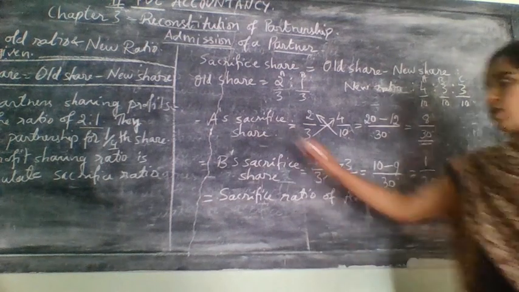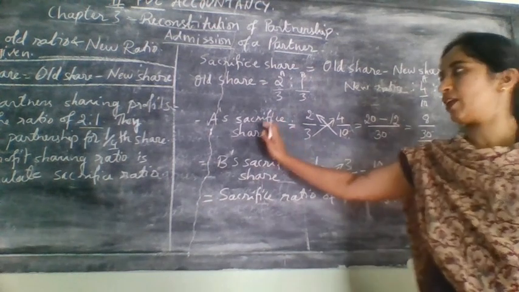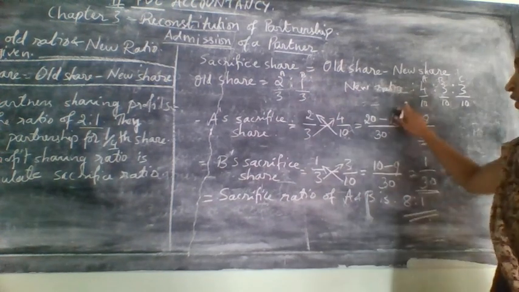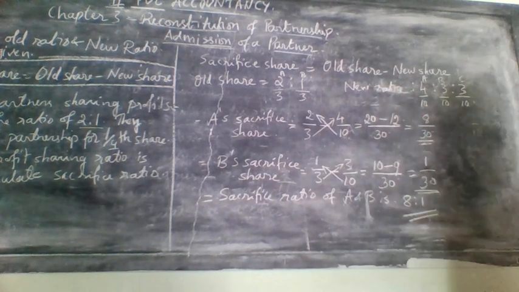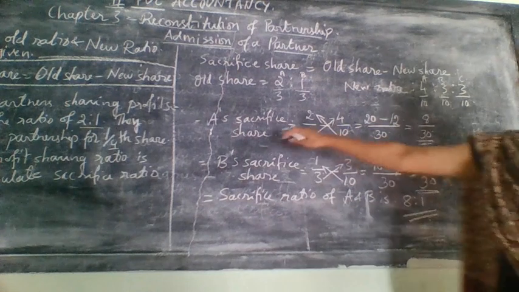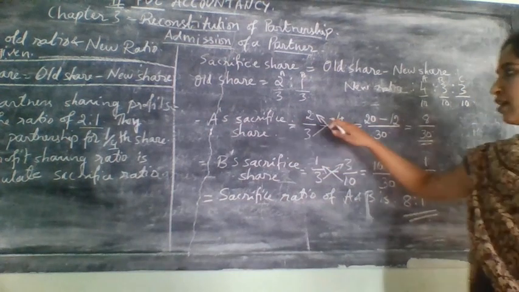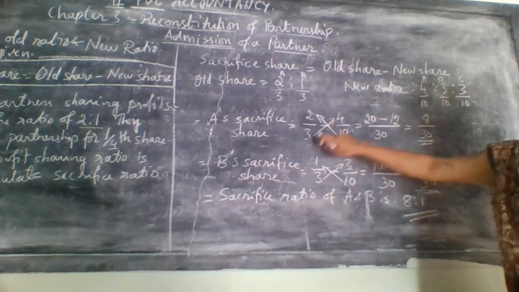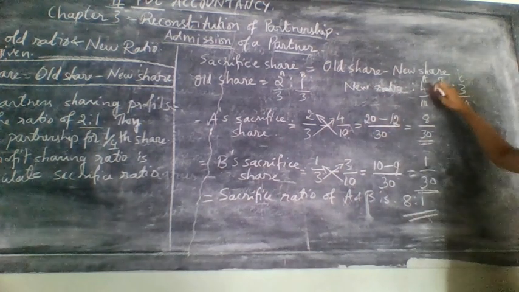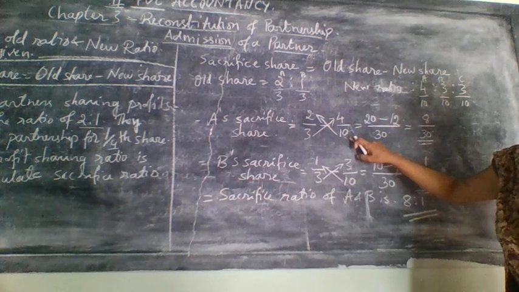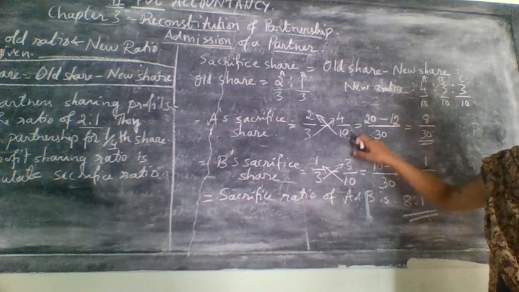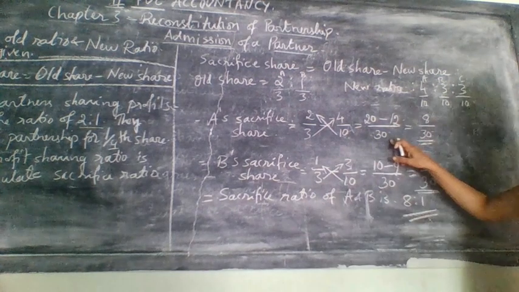For writing this you have two methods. Either you can write one by one, or you can write A here and B here, and below that you can do the problem. Now in this problem I have done it like this. A's sacrifice share: his old share is 2 by 3 minus his new share, 4 by 10. Next, first I multiplied denominator with denominator to get the same denominator.